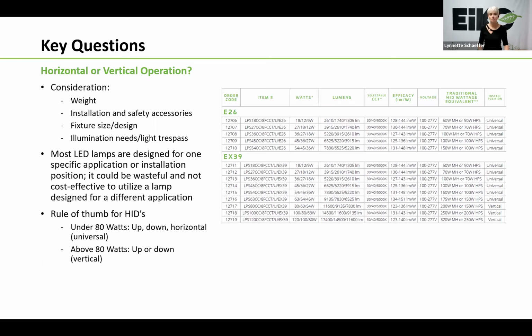But also, if you don't use the appropriate lamps that are designed for an application, it could be a lot of waste and not cost effective at all. So you want to make sure you're careful of that.